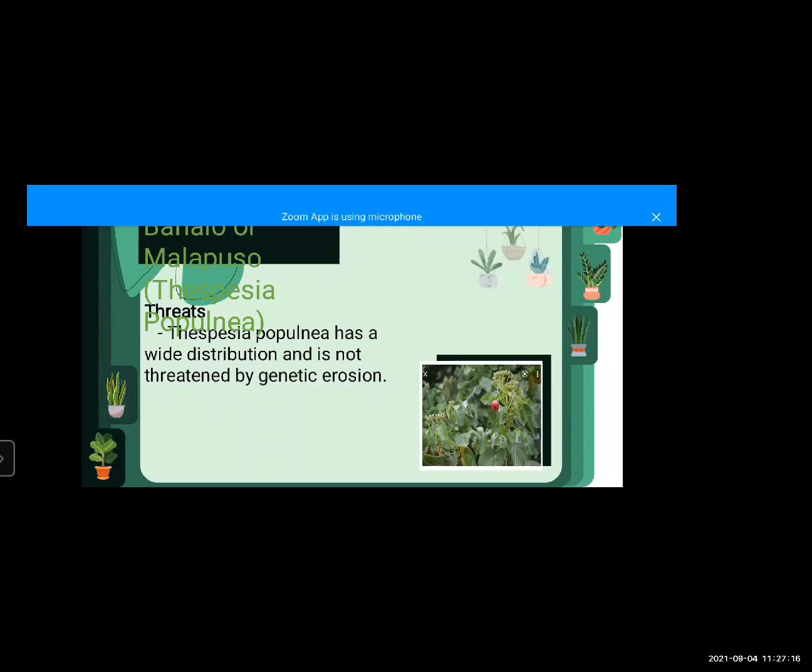Thespesia has a wide distribution. It's not threatened by genetic erosion. So, wala siya, dili siya endangered.